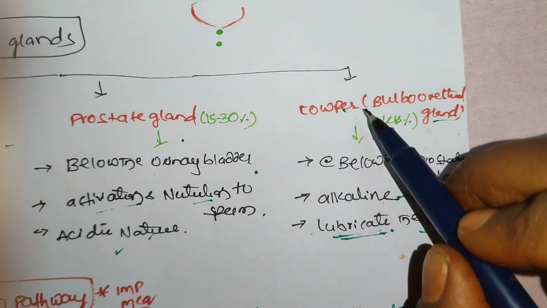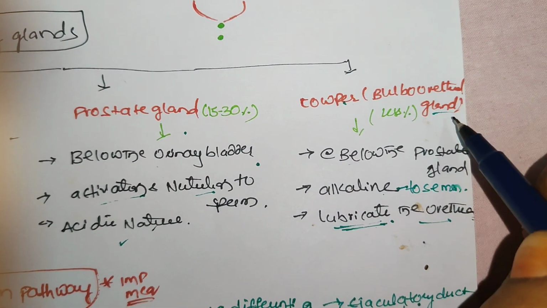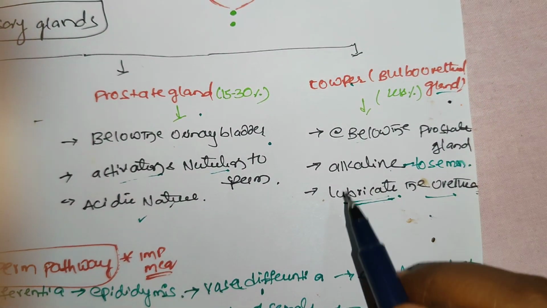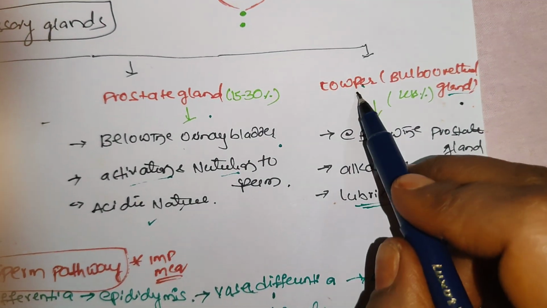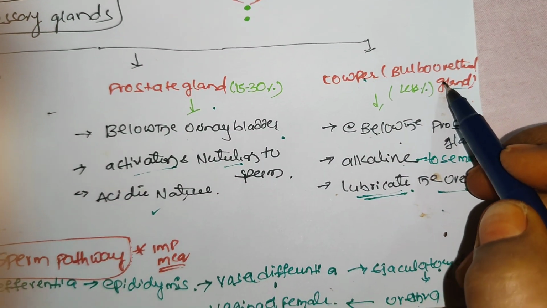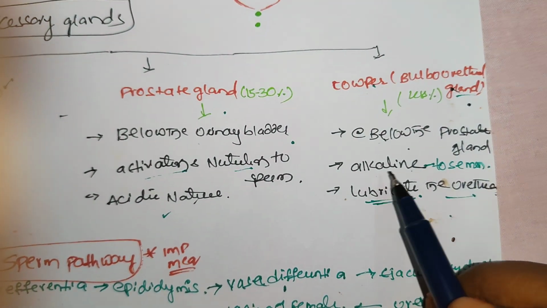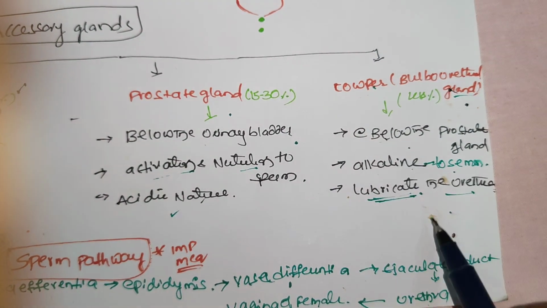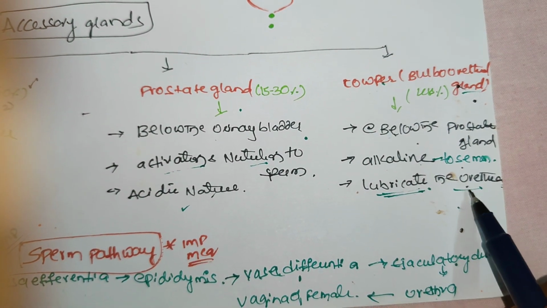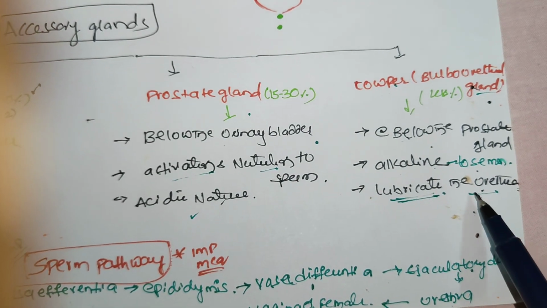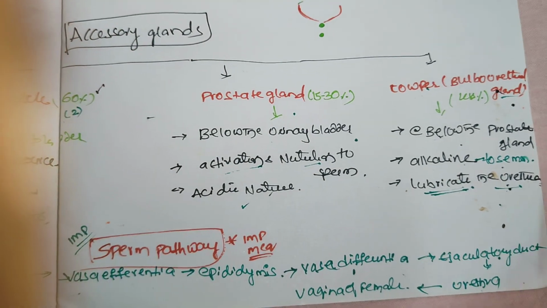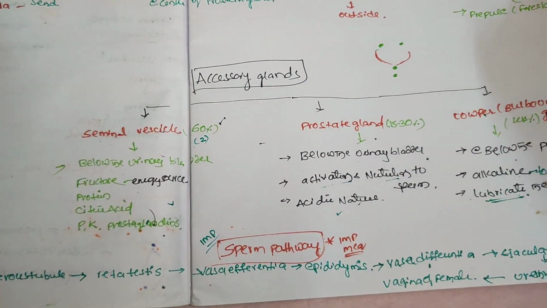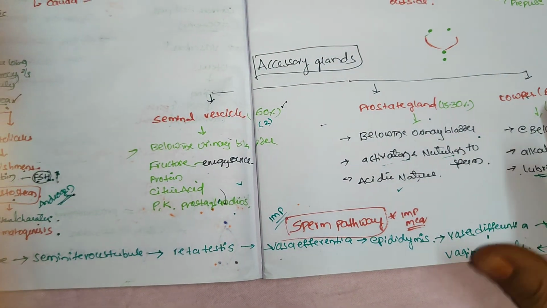And Cowper's glands, also called bulbourethral glands, have a smaller percentage of secretions. Below the prostate gland, the Cowper's or bulbourethral glands are present. They give an alkaline nature to the semen. What is the function of the Cowper's glands? They lubricate the urethra at the time of coitus or ejaculation of sperm. We also discussed the homologous organs in the female reproductive system.